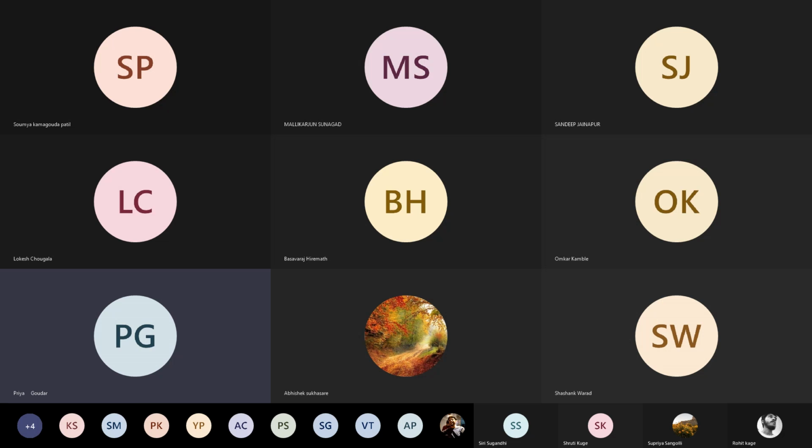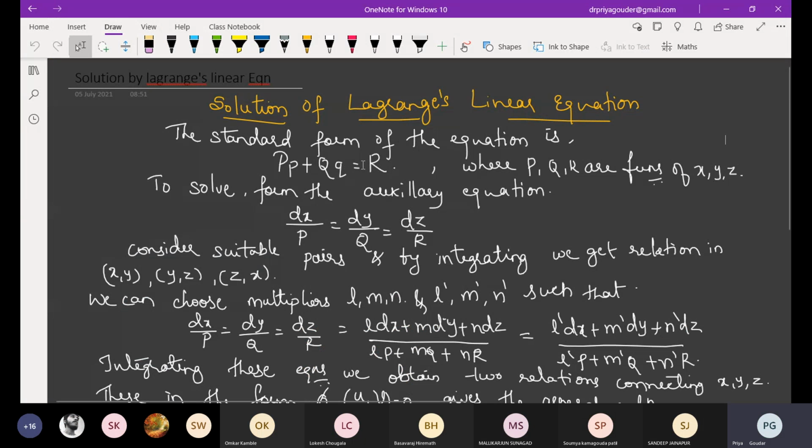Lagrange's linear equation is in the form Pp plus Qq equal to R, where capital P, Q, R are functions of x, y, z. Can anybody tell me what small p is? In the PDE topic, what is small p representing? It is dou z by dou x, and q is dou z by dou y.